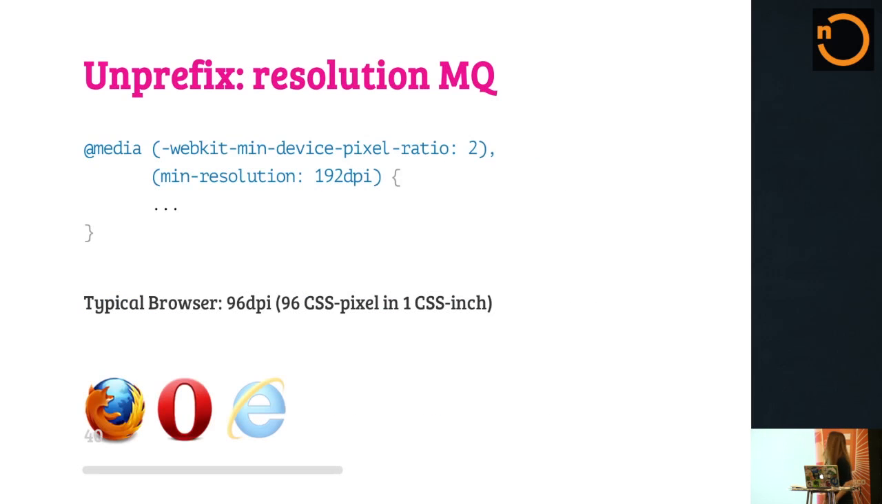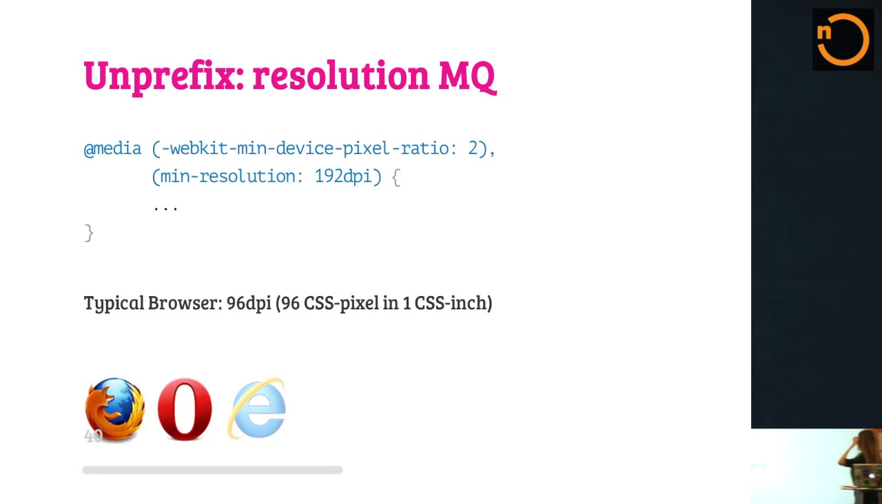Using resolution. This is not really something everybody knows yet. So you can totally use the resolution media query here. That's so much easier. But this is currently supported only by some browsers, and Safari doesn't like it yet. So you still have to keep the device pixel ratio 2 for Safari.